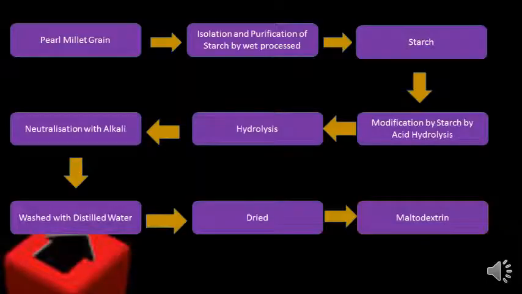Production of maltodextrin is done by using cornstarch. Isolation and purification of starch is done by wet process to obtain a pure starch. The pure starch is then modified by acid hydrolysis, adding HCl for 60 minutes, then neutralization with alkali. The product is then washed with distilled water and dried to obtain the maltodextrin.